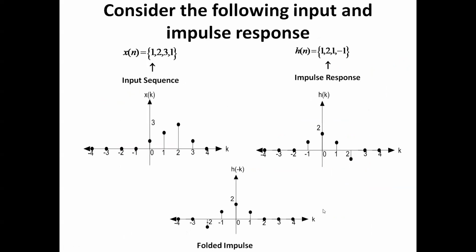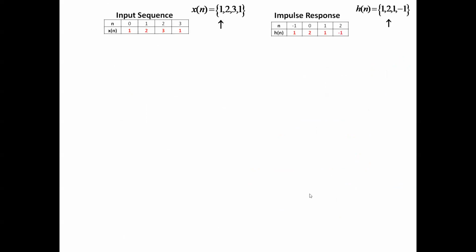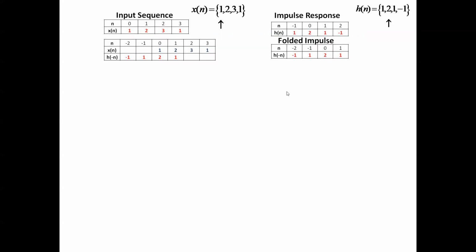So if this is the sequence, you can see the sequence. So 1, 2, 3, 1. This is from the Proakis book solved example. h[n] is this. So I have folded this h[n]. So it has become 1, 2, 1, minus 1 has become minus 1, 1, 2, 1. Here the center pixel is 0. So it's around 0 it is flipped.